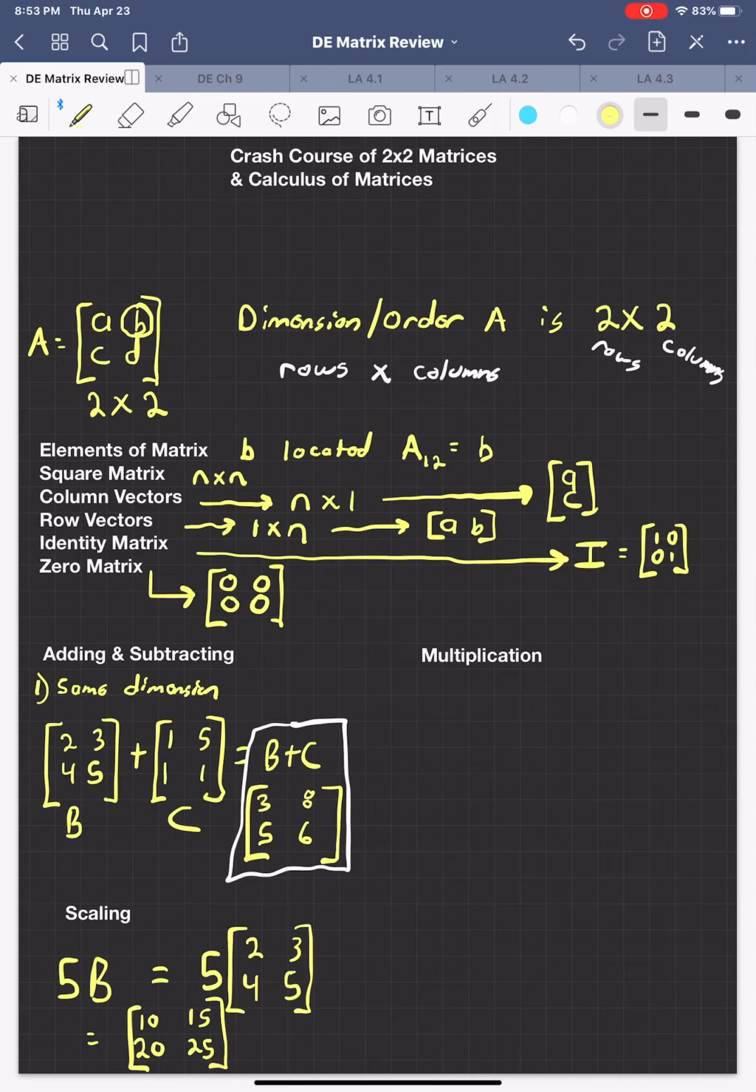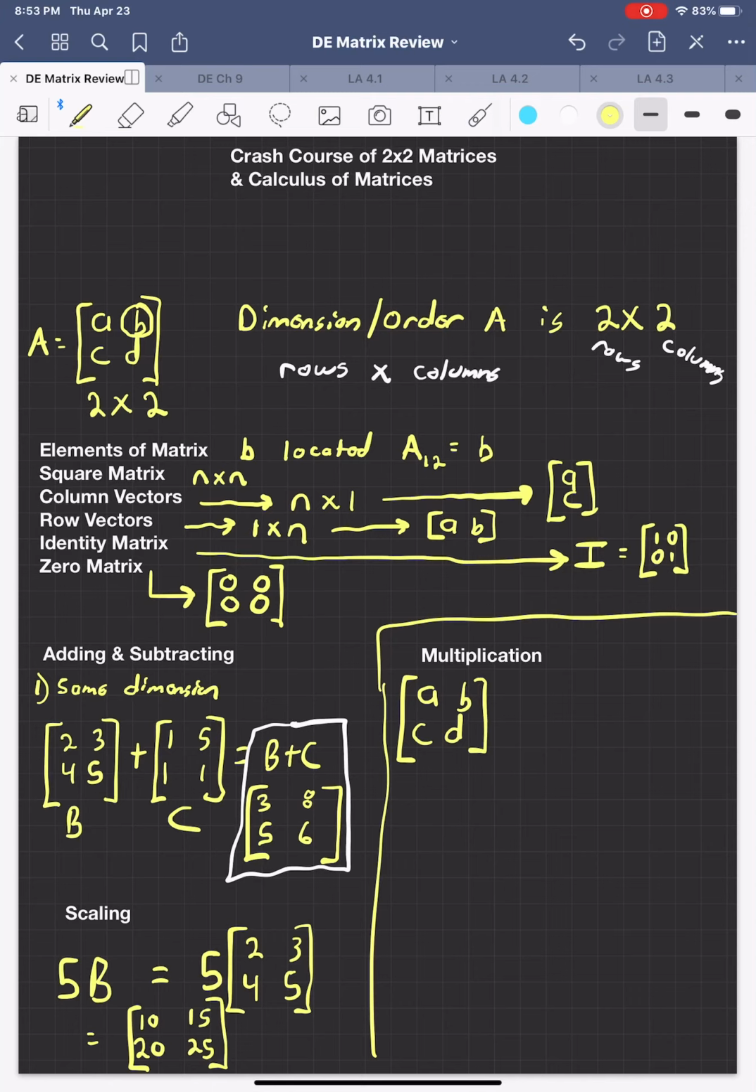Now, the multiplication of matrices is different than addition. You don't multiply the corresponding entries. So for example, let's let A, B, C, D, we'll use A. So this is matrix A, and then we'll have some other 2 by 2 matrix, let's say, I don't know, E, F, G, H. And we'll say that this is matrix B.